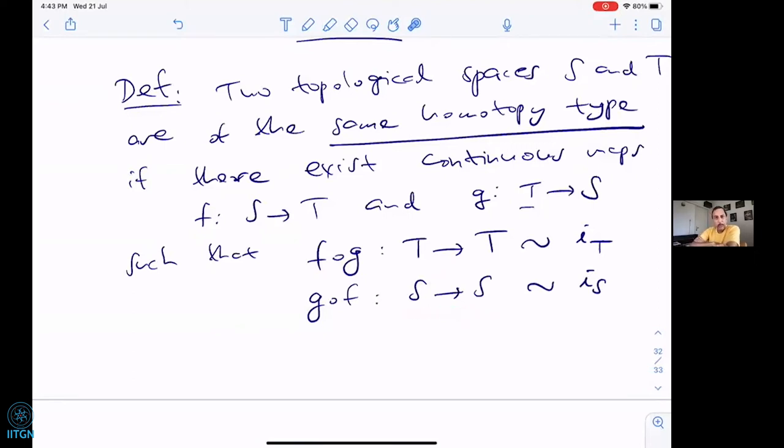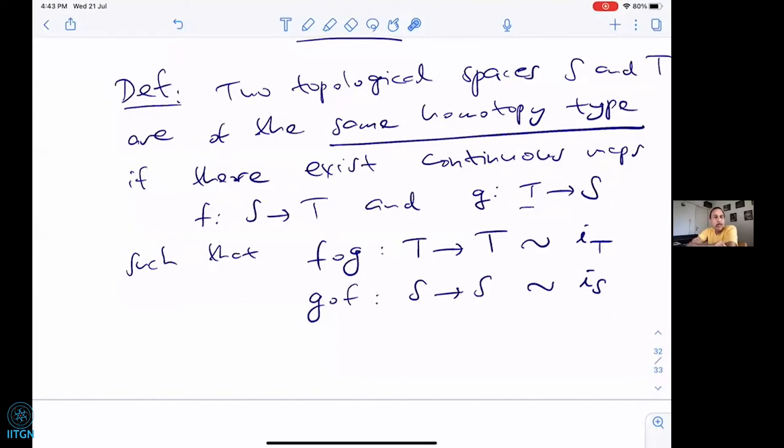Now, we say the spaces are of the same homotopy type if such maps exist, and the resulting map F composed with G is of the same homotopy type as the identity. What's the identity? It's a map from a topological space to itself. It just takes every element to itself. That map is obviously a nice map and all that. It's a homeomorphism. It's anything you like it to be. But it's not obvious that F composed with G will be of the same homotopy type. That means deformable to the identity map.